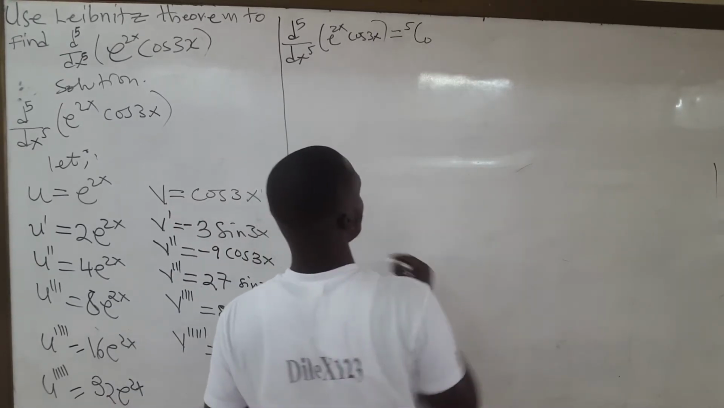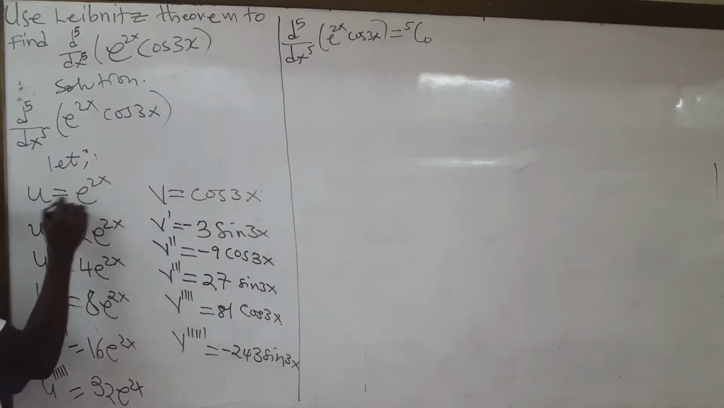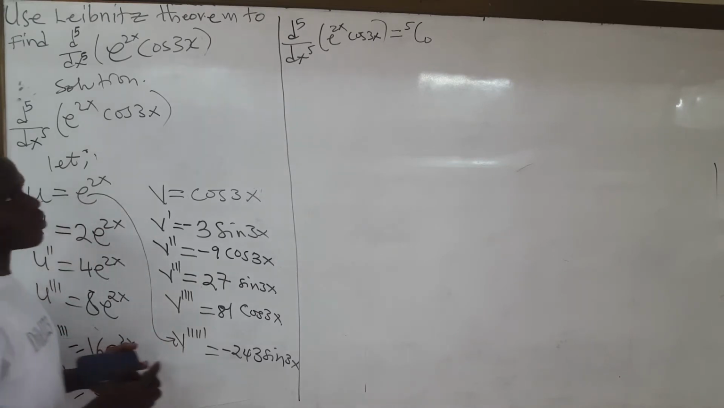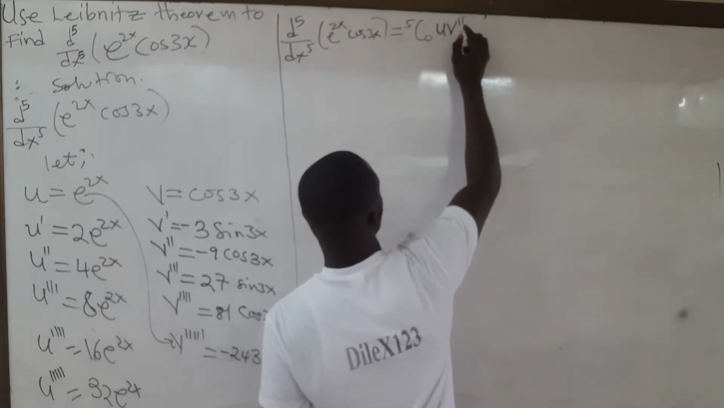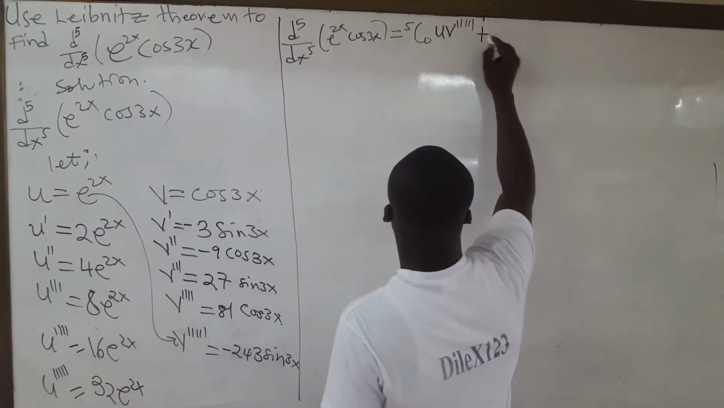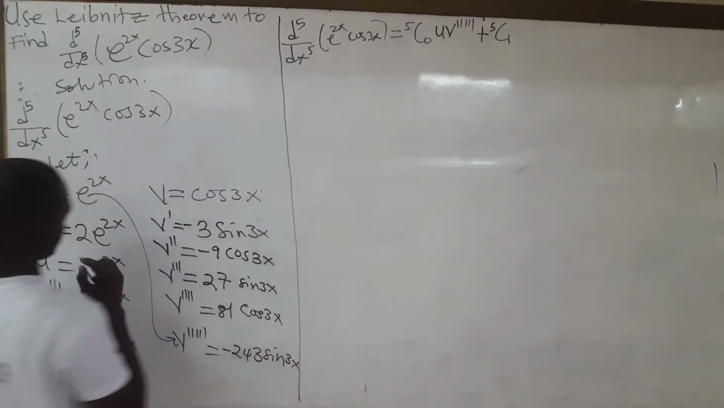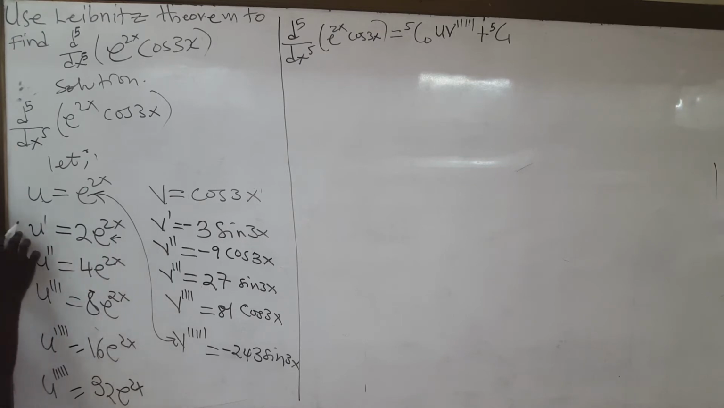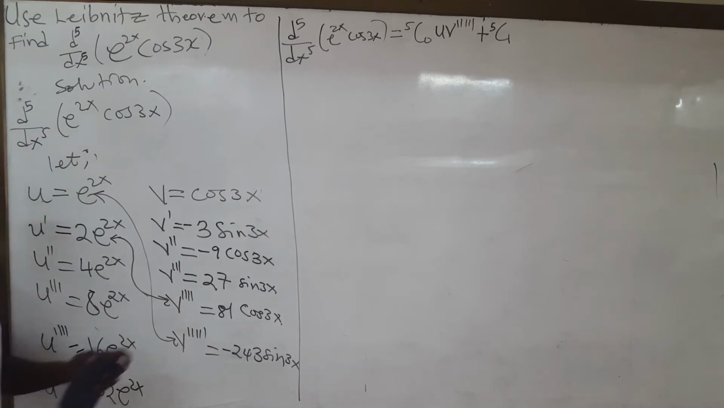5 combination 0. Then when you take u, you match it to the last differential of v. So 5 combination 0 u times v prime prime prime prime prime. That's the fifth differential. We add that to 5 combination 1. Then you move a step ahead, so you now come to the second one. When we take this, that's the first differential of u. We match it to the fourth differential of v.